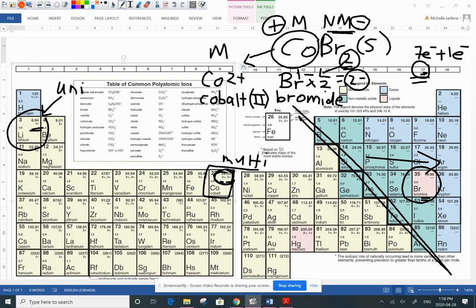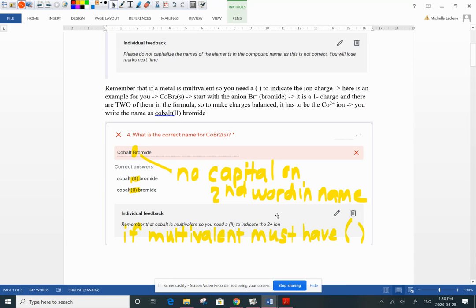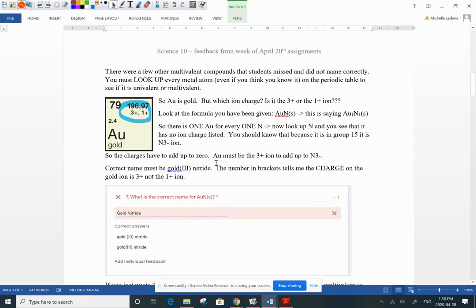This guy is a multivalent. He has more than 1 ion charge. And so we cannot name them the same. They're different naming styles, and you have to make sure that you're doing that correctly. Okay, so again, multivalent has to have a bracket with a number. It's a 2, and again, no capital letters when you're doing those names. Okay, a couple other multivalents that people had trouble with.